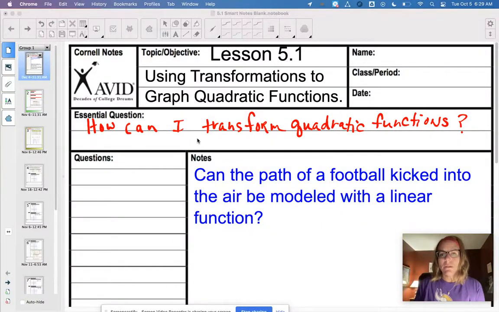Lesson 5.1, we're using transformations to graph quadratic functions. The essential question is, how can I transform quadratic functions? Please write that essential question down.